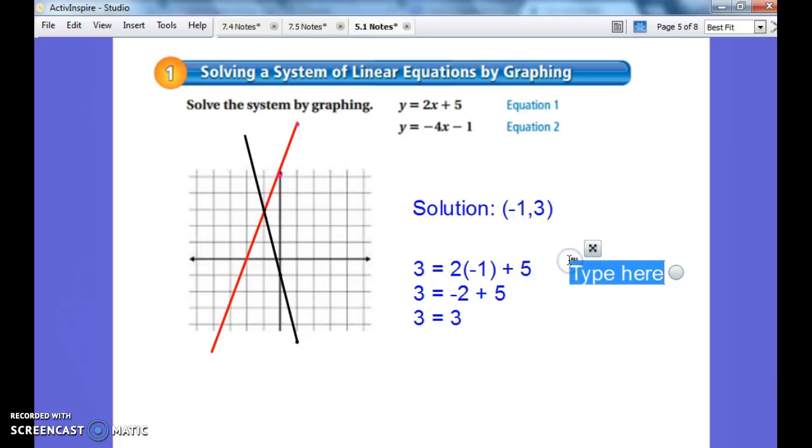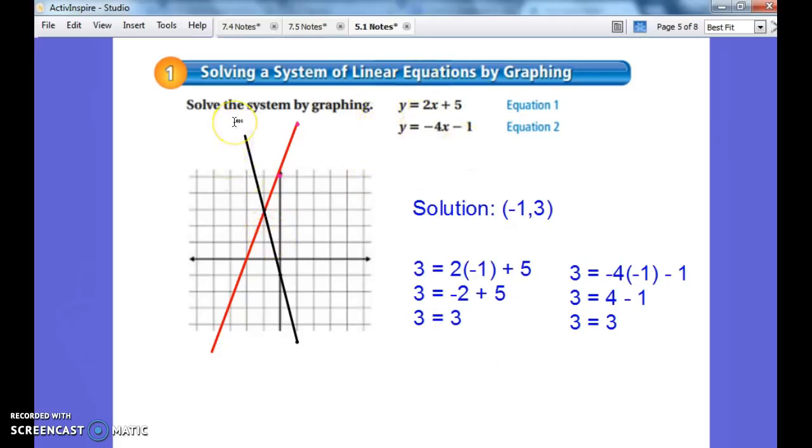So great. We know it works for the first equation. Let's plug it in for the second equation. I'm going to go ahead and do 3 equals negative 4 times x. So we know x is going to be negative 1 minus 1. Let's go ahead and simplify. 3 equals negative times a negative is a positive. And we know that 4 minus 1 equals 3. So our solution is correct. It works out for both equations.